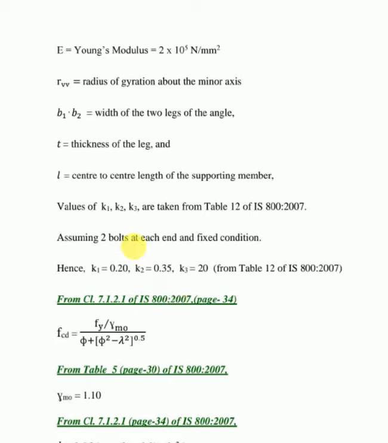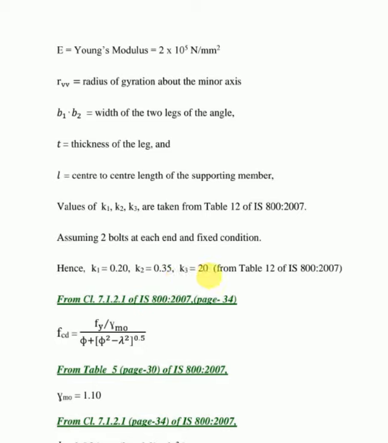Now just see table 12 of your IS code. There, first you have the number of bolts at each end. There are two conditions given, greater than or equal to 2, and 1. So we generally take the number of bolts equal to 2 when it is not mentioned in the question. Then next we have different conditions, fixed and hinged. So we generally take the fixed condition when the condition is not mentioned in the question. So now you see, for bolts equal to 2 and fixed condition, from your IS code the value of k1 is 0.20, k2 is 0.35 and k3 is 20.